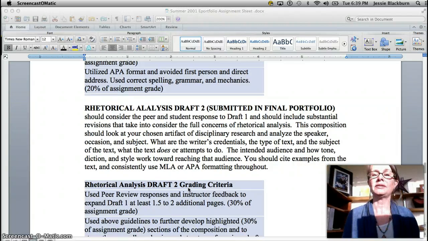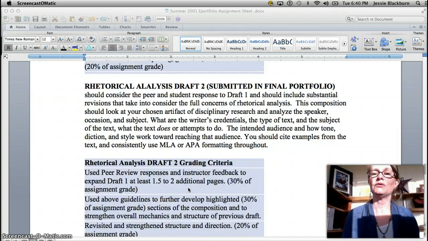The rhetorical analysis, the second draft of that, should consider the peer and student responses to draft 1 and should include substantial revisions that take into consideration the full concerns of rhetorical analysis. This composition should look at your chosen artifact of disciplinary research and analyze the speaker, occasion, and subject. What are the writer's credentials, the type of text, and the subject of the text? What the text does or attempts to do?